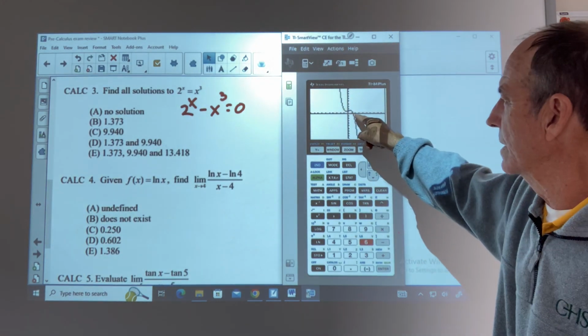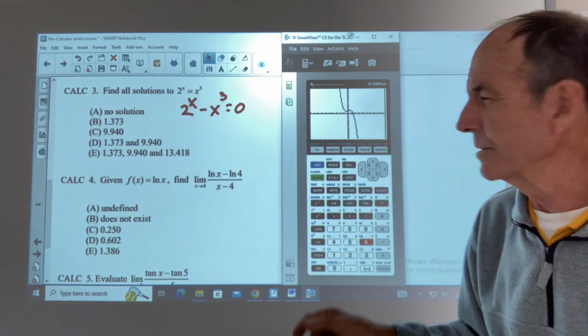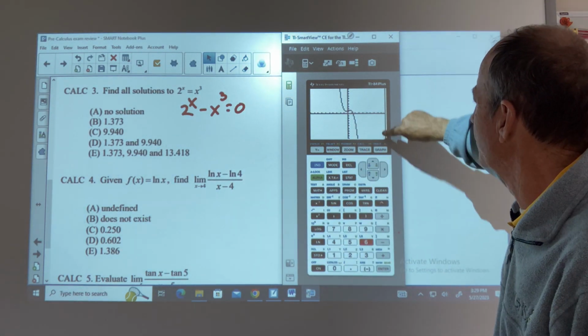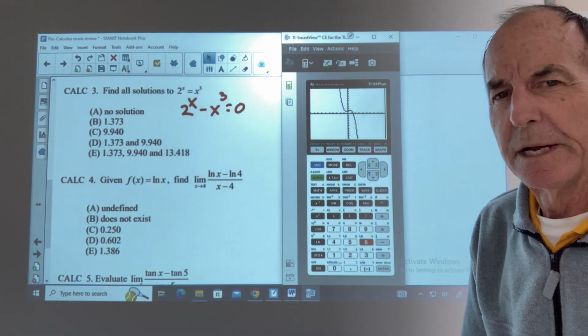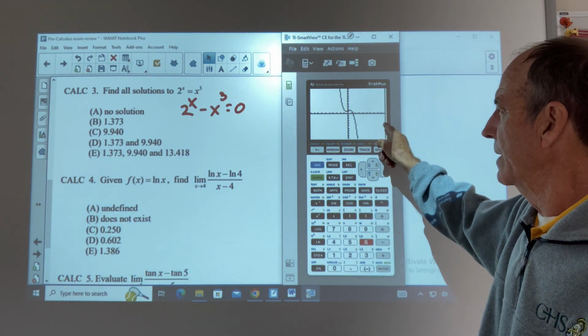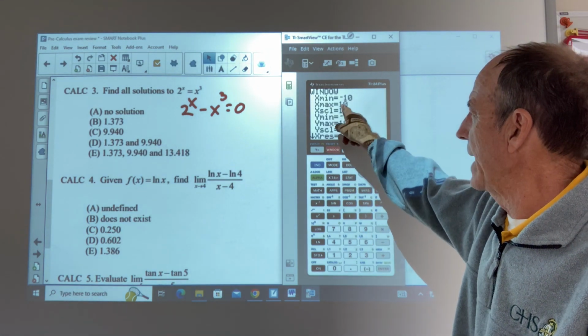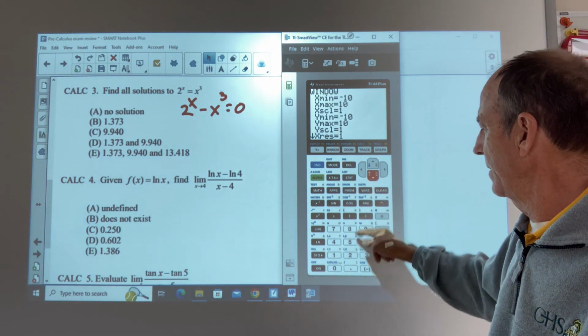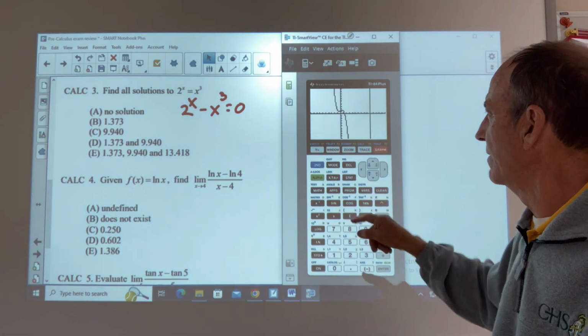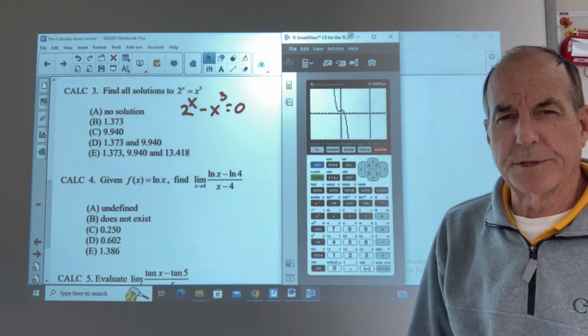So I certainly see a 0 there somewhere between, it looks like 1 and 2, but then the graph comes shooting up here way off to the right. So there's another 0 over here. If I open the window up just a little bit, right now the max x is at 10. If I made that 15, just to verify, yeah, there's another 0 over there to the right.